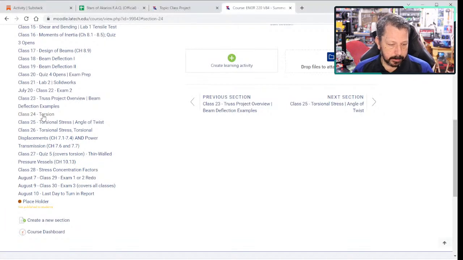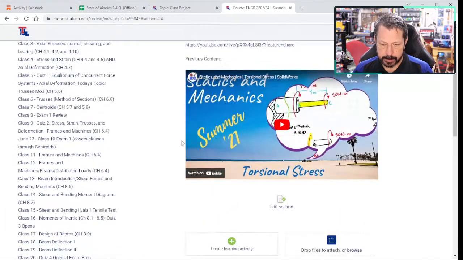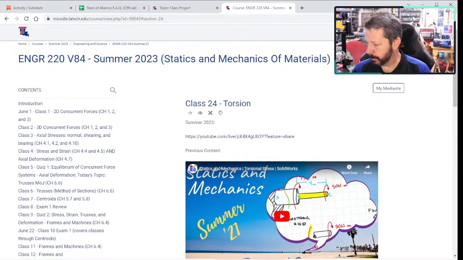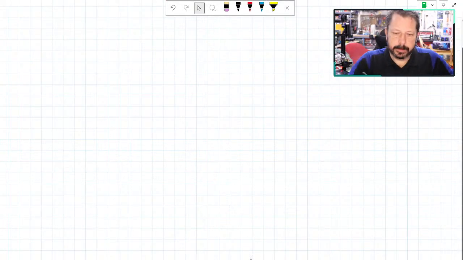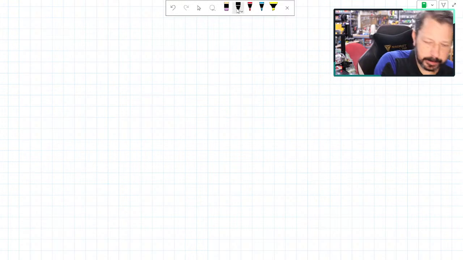All right, so torsion. We're going to look at torsional shear stress. So let's go over here. There we are. And let's see what we've got.